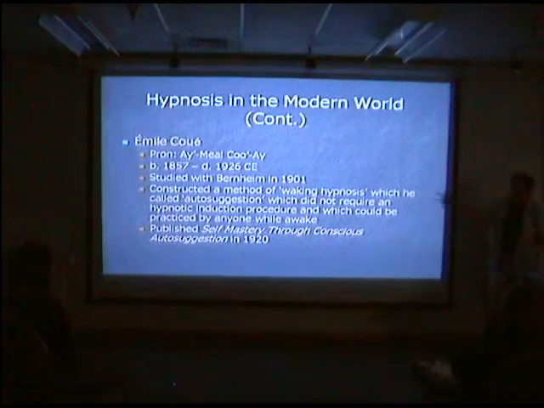So he began to develop what he called autosuggestion. Okay? It doesn't require an induction procedure and can be practiced by anyone, not just that 1 out of 5, while they were awake. And he published Self-Mastery Through Conscious Autosuggestion. He published it first in England in 1920 and then here in 1922. And then How to Practice Suggestion and Autosuggestion. And finally, My Method, including the American impressions of his tour through America in 1922. So he came to America in 1922 and he was all the rage.